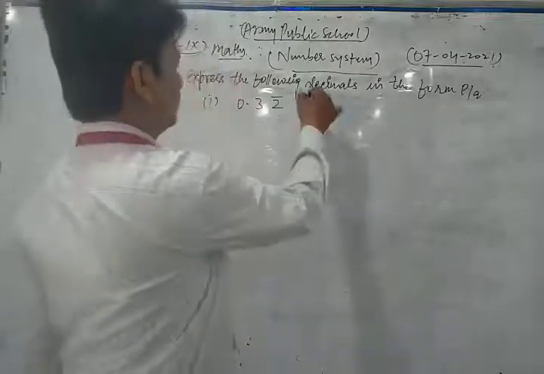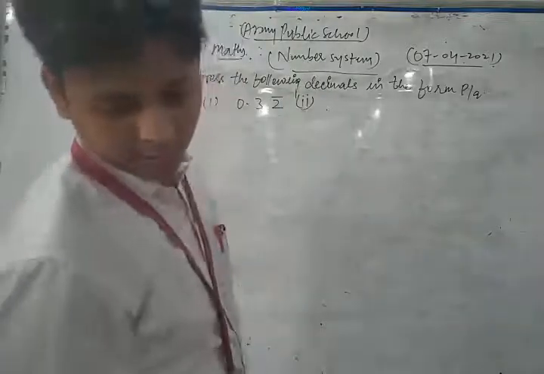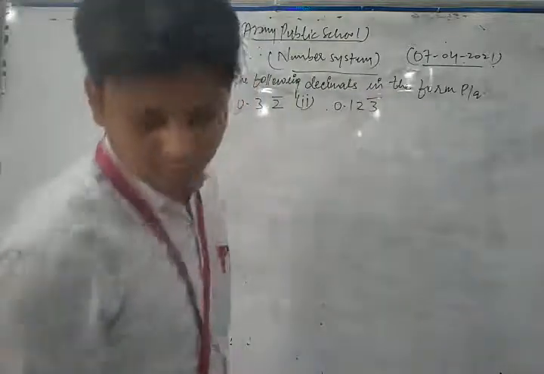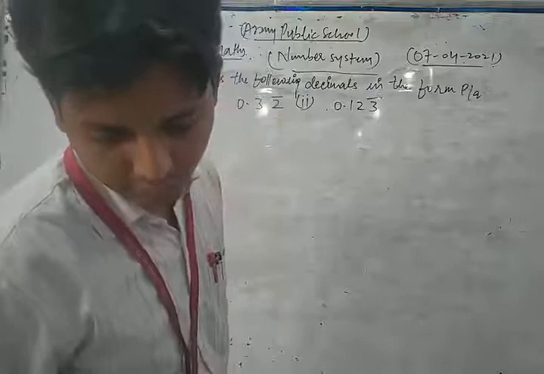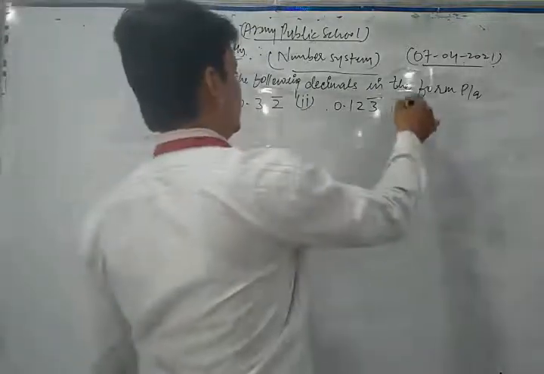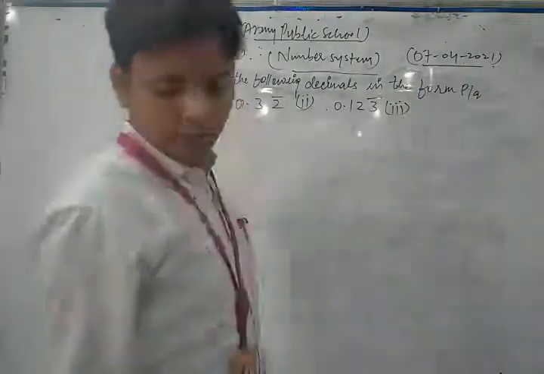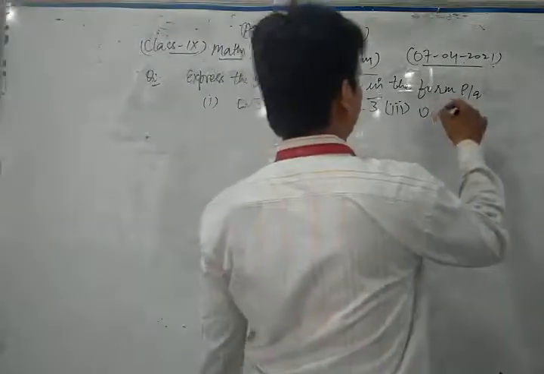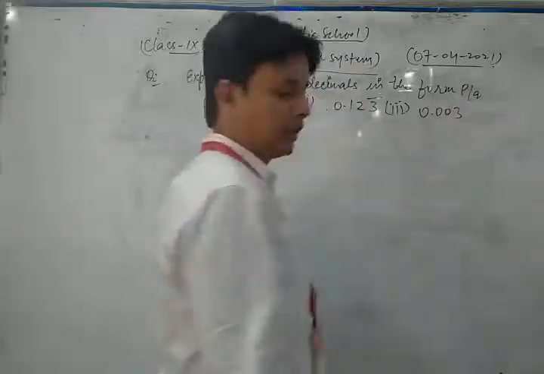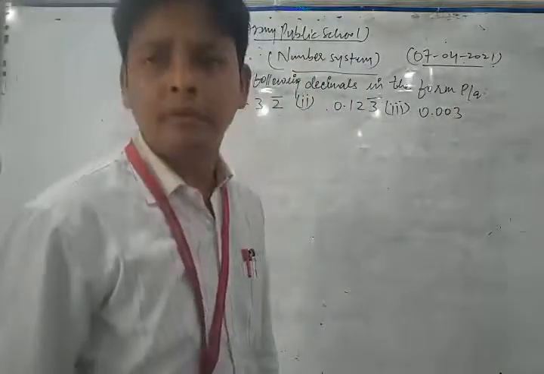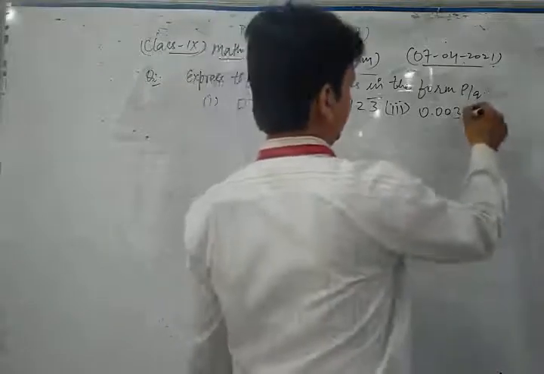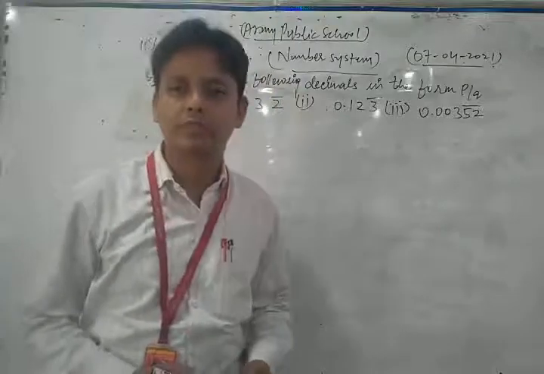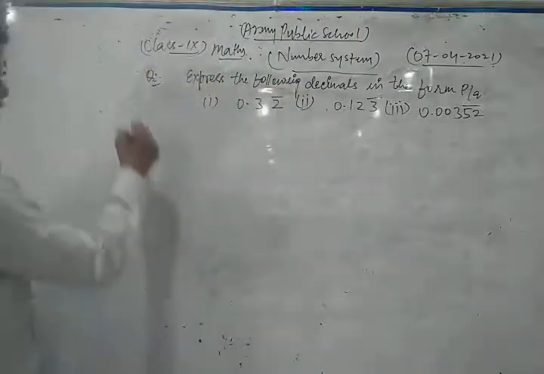Second one is 0.123, where the bar is on 3 only. And the third one is 0.00352, where the bar is on 52. Now let's see its solution.